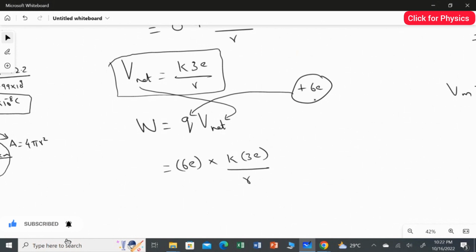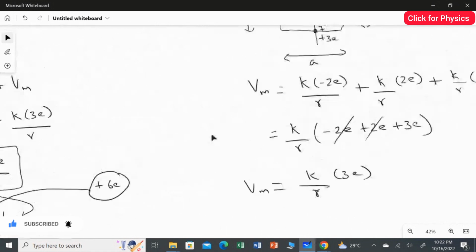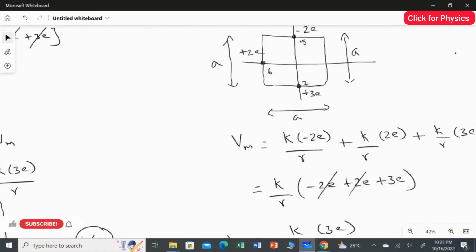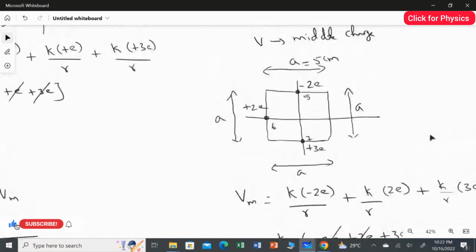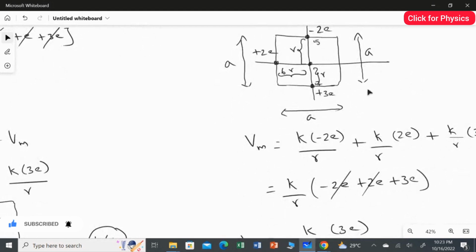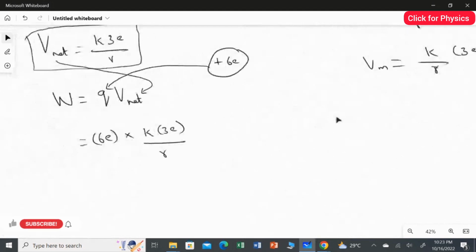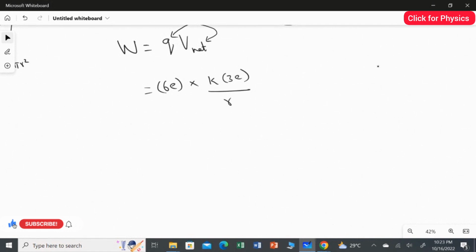What is this R? R for the middle charge. What is the R value? It is half of A. For the fifth charge, the R, because this is our center, is half of A, and the A value is 5 centimeter. So this is R, and this one is R. So the R value for all the middle charges is exactly half of 5 centimeter. So we have to substitute the value of R here.